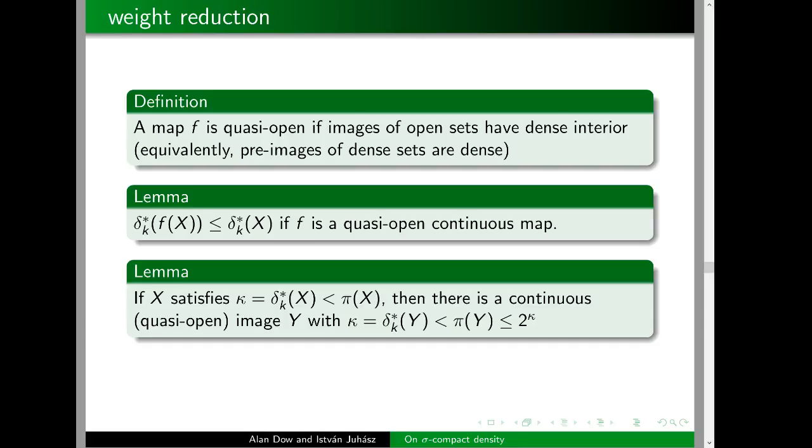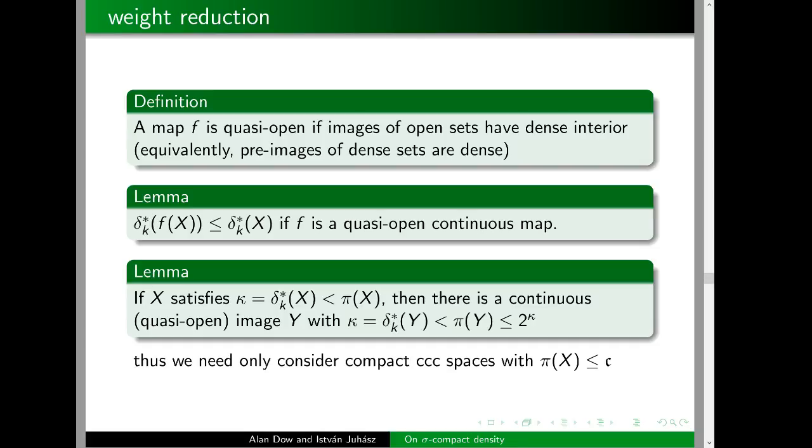And again, because of elementarity, you can prove that the pi weight of y can't go down below kappa. The elementary submodel can't have a pi base of size kappa, otherwise elementarity would tell you that x had a pi base of size kappa. So we get a quasi-open image with pi weight exceeding delta, but pi weight no larger than 2 to the kappa. Right? So if there's a counterexample, there's a small one.